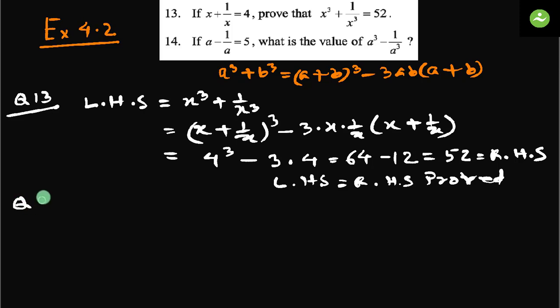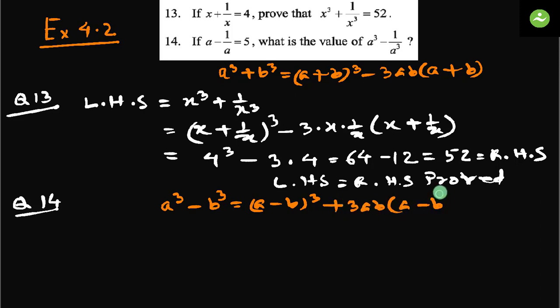Question number 14. If a minus 1 by a equals 5, what is the value of a cube minus 1 by a cube? We know a corollary: a cube minus b cube equals a minus b whole cube plus 3ab into a minus b.